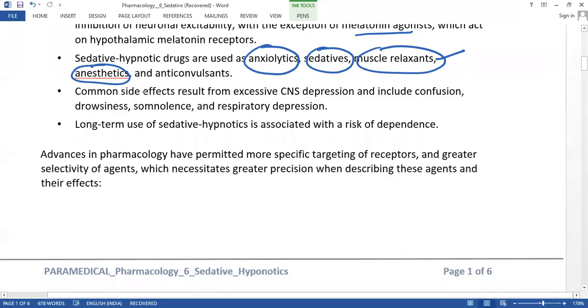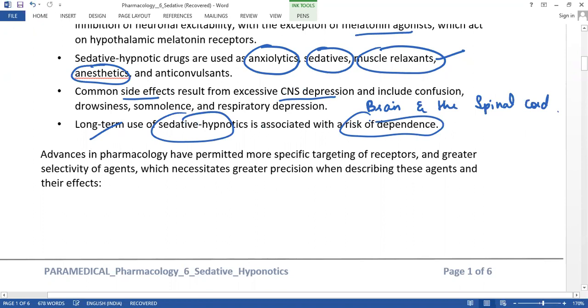As already said, the common side effect is CNS depression, which may affect the brain and the spinal cord. And if a patient uses sedative hypnotics for the long term, there is a high risk of dependency on that drug. Otherwise, he may not withstand or survive.